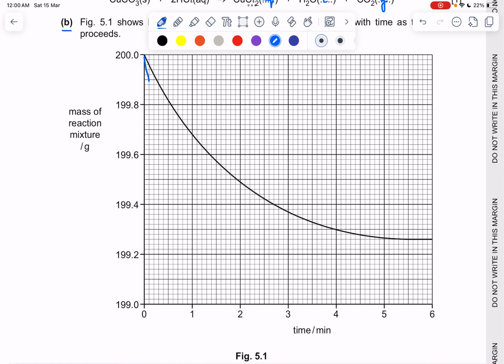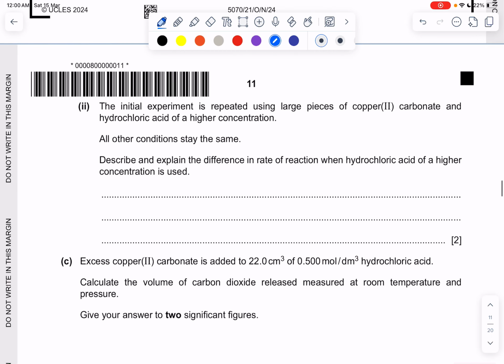So it will start from this, but the graph will be a steeper curve. So it will look like this, but it should end on the same line because we are just increasing the surface area while the concentration and the other things stay the same. Okay, now the next part 2.